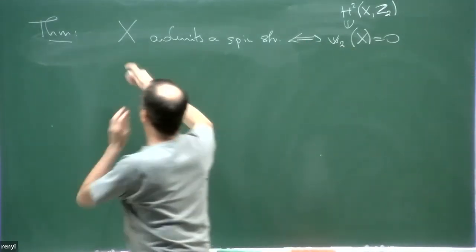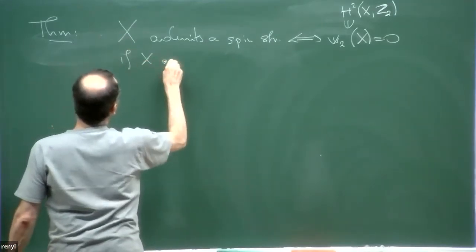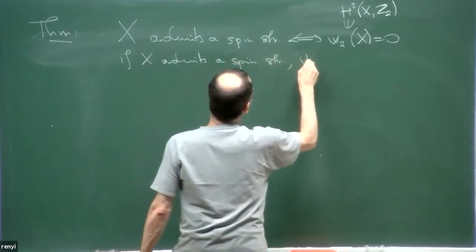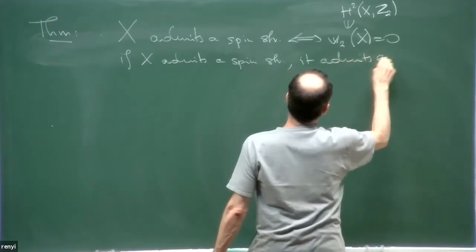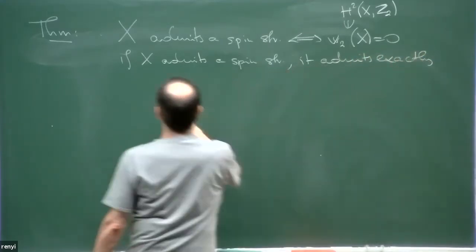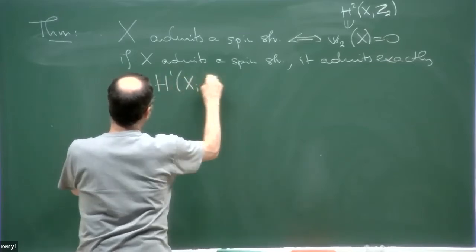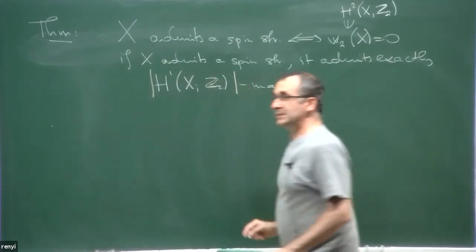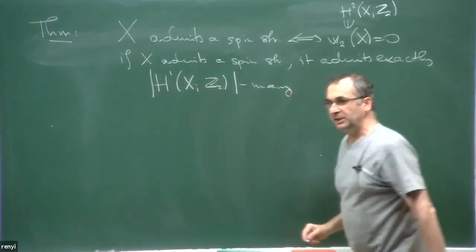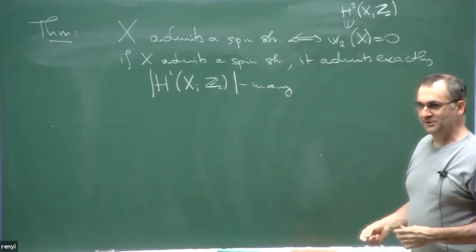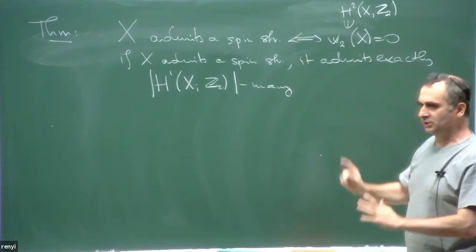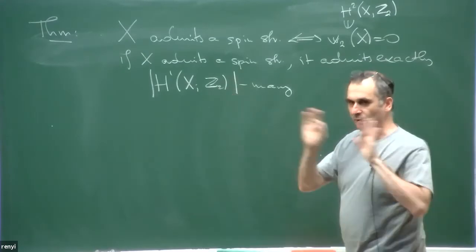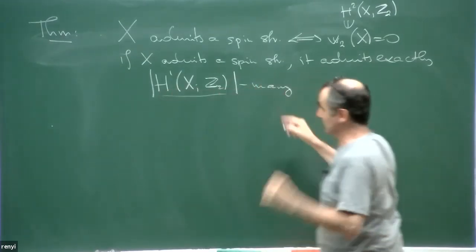Moreover, if X admits a spin structure, it admits exactly H1 of X with Z2 coefficients many. Notice that this space parameterizes real line bundles over X. So if you have one spin structure, then for every line bundle you have one. This is not a canonical parameterization. There is a one-to-one map between these guys and the spin structures.